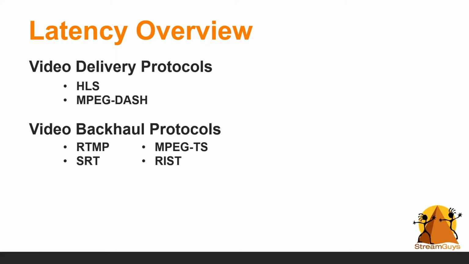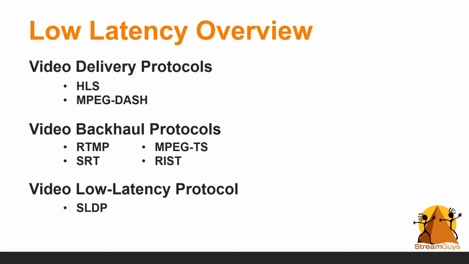Now, there's also backhaul protocols like SRT, RTMP, MPEG-TS, and RIST. These are used to send video streams to a CDN, but aren't used for delivery to viewers. We'll be covering these a bit later in our webinar. If you're broadcasting a live event with feedback from the audience or embedding content, 20 to 60 seconds of latency might be unacceptable. So, is there a better way?